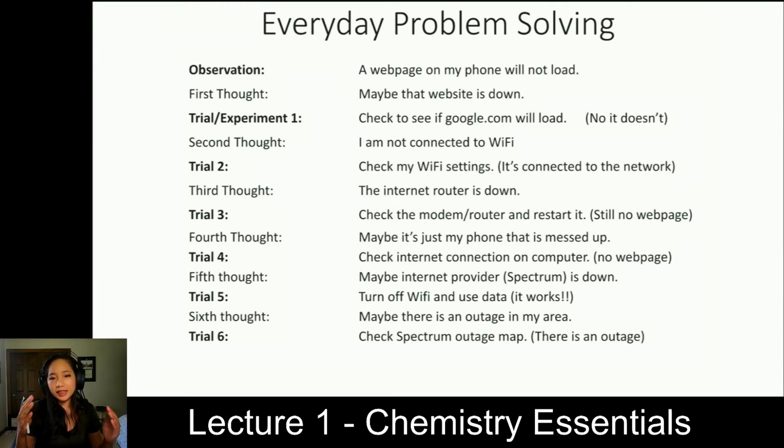So then maybe my last experiment, to really determine what the problem is, maybe there's an internet outage in my area. Like I have Spectrum, so check the Spectrum outage map using my data on my phone, and there it is. There's an outage in my area. Hopefully, the internet guys can fix it. So this example just shows you the steps of problem solving that we use in our everyday life, and this is essentially what the scientific method is.